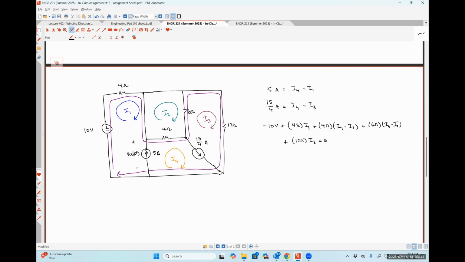And then we'd have our KVL around mesh 2 equation. So that's going to look like 6 ohms times I2 minus I3 plus 4 ohms times I2 minus I4 is equal to 0. And so now I'm going to grab my Casio 991 that can do 4 equations, 4 unknowns, so that I don't have to bother with MathCAD here. And I'm just going to solve this guy.